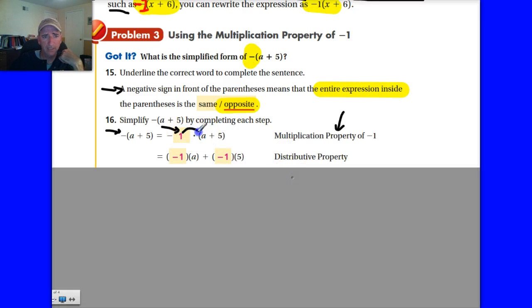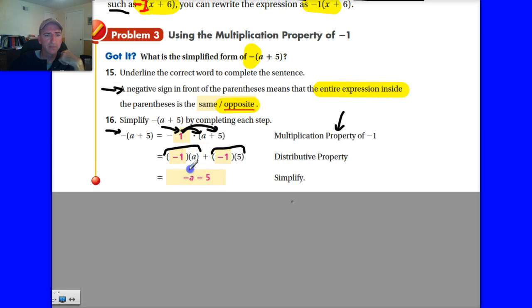So what happens is that -1 gets distributed there, and you have -1a plus -1 times 5. So look what happens. -1 times a is -a, plus -1 times 5, that's -5. So it's -a plus, I'm sorry, -a minus 5, or you could say -a plus -5 as well. So if you were doing that problem on your homework, this is what it would look like. You would copy it down. You don't have to recopy this part that I'm writing right now.